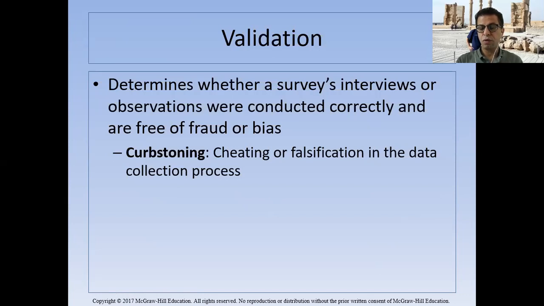Now, determining whether a survey, interview, or observation was conducted correctly and free of fraud or bias is what you call validation. One of the things is that some researchers get a little bit lazy and start making up the information. That's what you call cheating or falsification in the data collection process. For example, they talk to their family and friends to enter the data, or they enter it themselves. That's what falsification is all about.